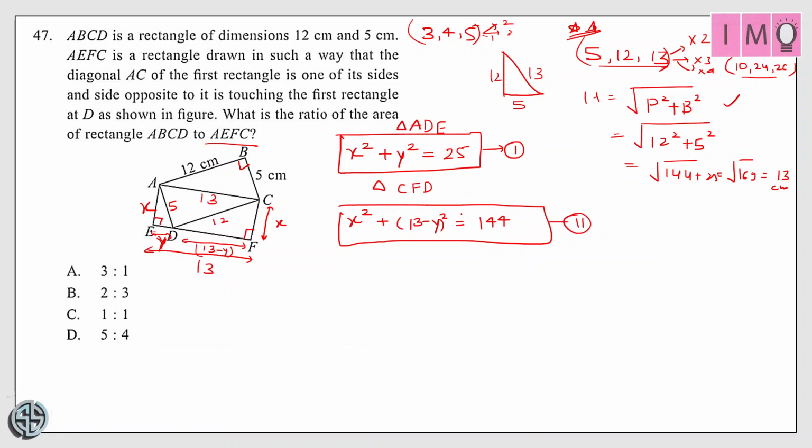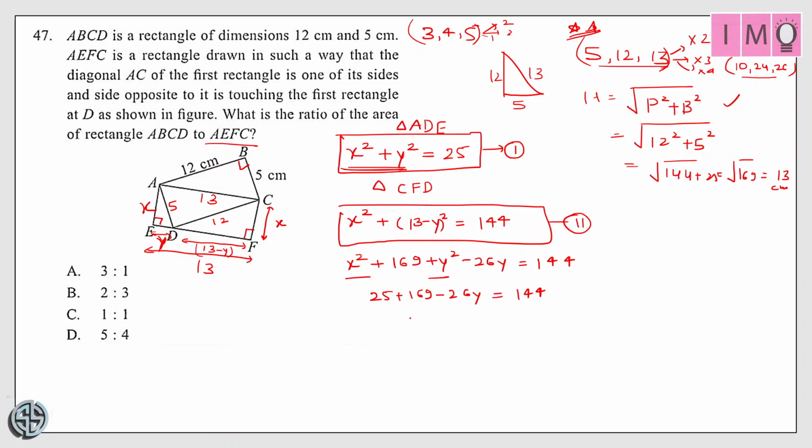Now we have two equations, first and second, and two variables x and y. We need to find the values of x and y separately. So when you solve the second equation, expanding (a minus b) whole square, you can write x square plus 169 plus y square minus 26y is equal to 144, right? Now you can see x square plus y square is equal to 25, so I will place 25 here. So now you can write 25 plus 169 minus 26y is equal to 144.